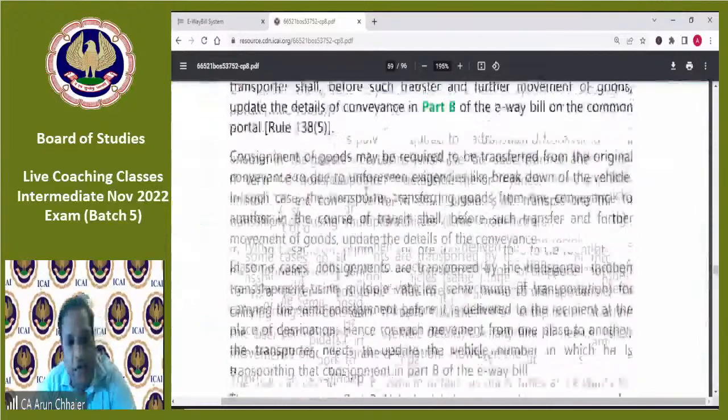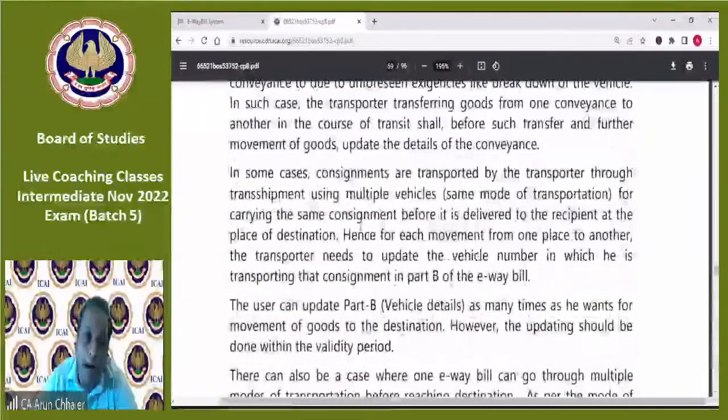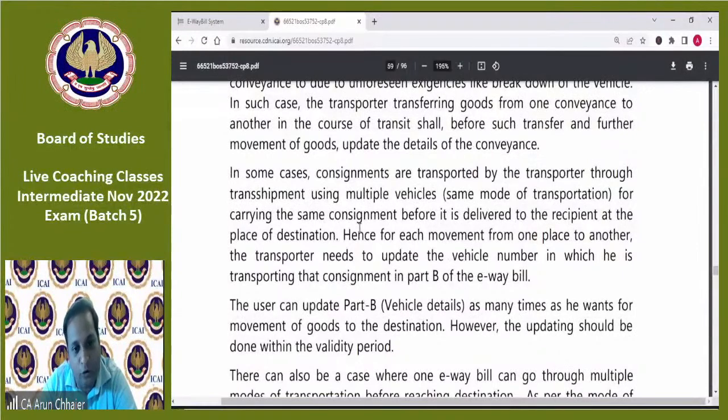Part B can be amended multiple times during the validity. Part A cannot be amended. Once entered, you cannot edit. You cannot delete, but you have to cancel. Suppose I have entered the wrong GST number, wrong document number, etc. You have to cancel that e-way bill. But part B, the vehicle number, can be changed multiple times during the validity period.